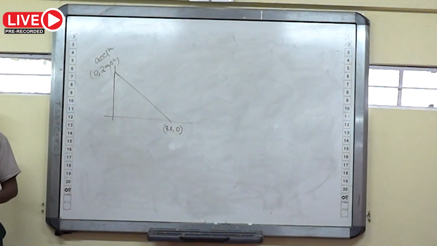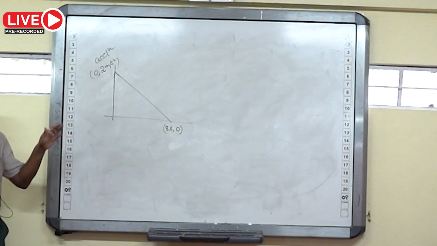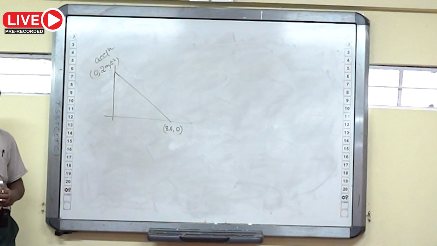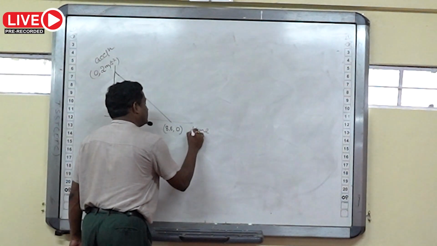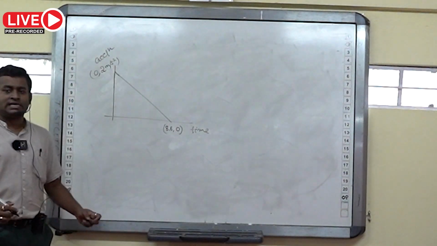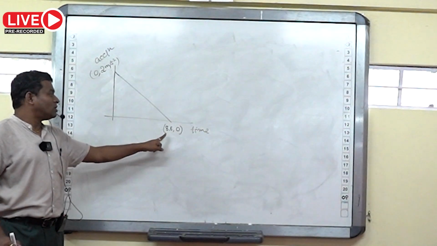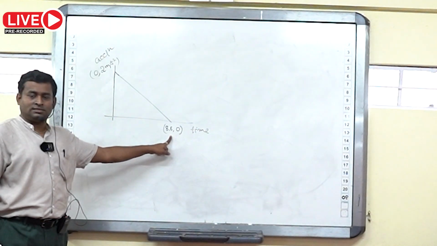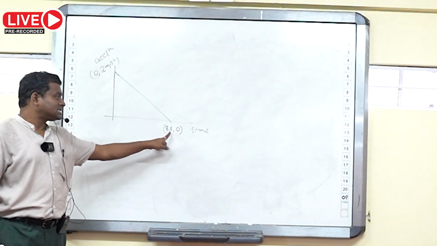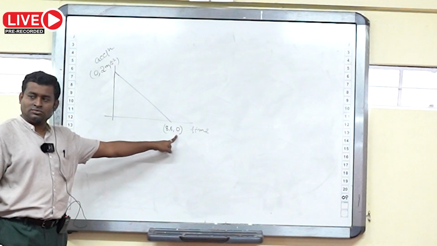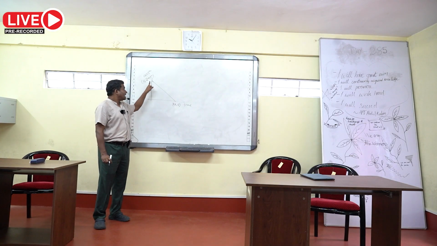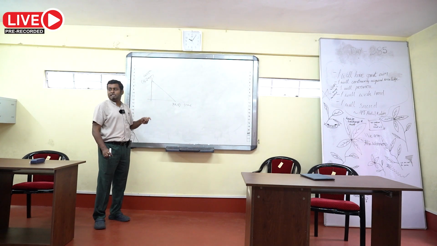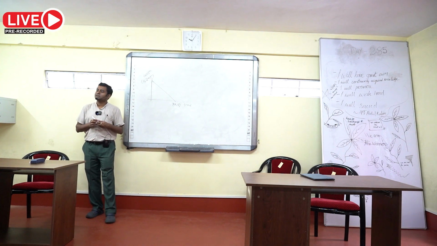In the y axis I plot acceleration. In the x axis I plot time. And the acceleration versus time graph is given as a straight line which intersects the two axes at the following points. It intersects the time axis at 8 second, 0, means acceleration is 0 here at 8 second, and at t equal to 0 acceleration is 2 meter per second square.